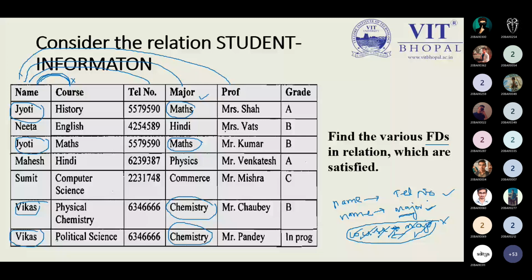So here we can also put the multi-valued one. It is also possible if we need to write name determinant to telephone number and major. If I put it like this, because of the multi-valued dependency, it is also applicable here. Okay, now come to the point, grade.